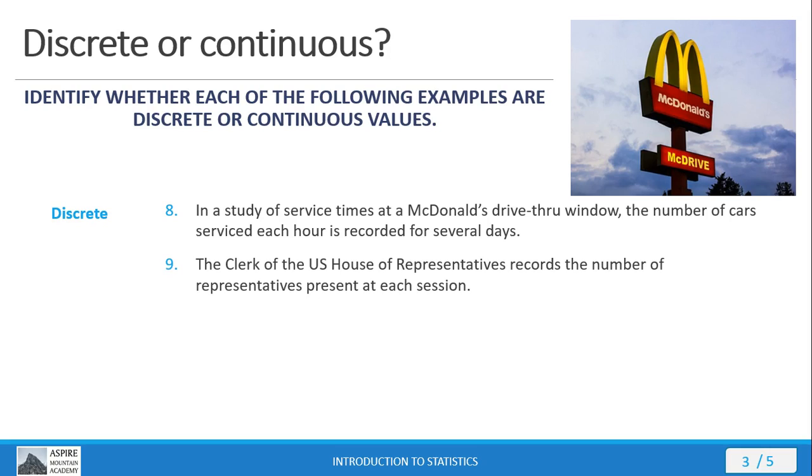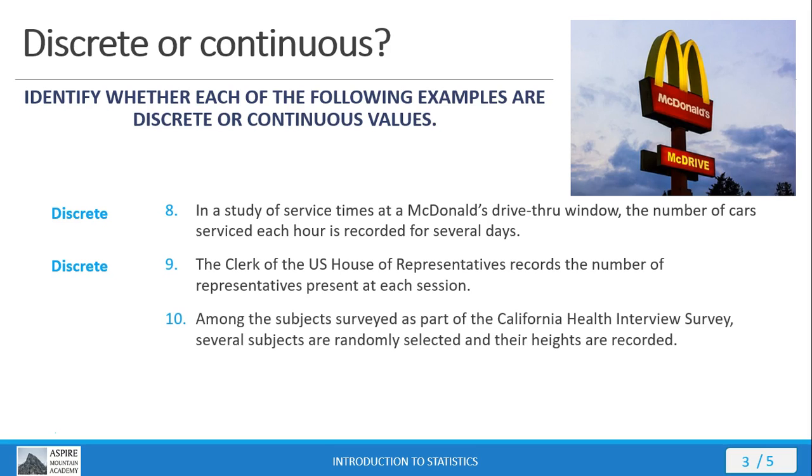Here's the next one. The clerk of the U.S. House of Representatives records the number of representatives present at each session. Discrete or continuous? Well, I hope you said discrete. Again, when counting people, only whole people count. So this is an example of discrete data.